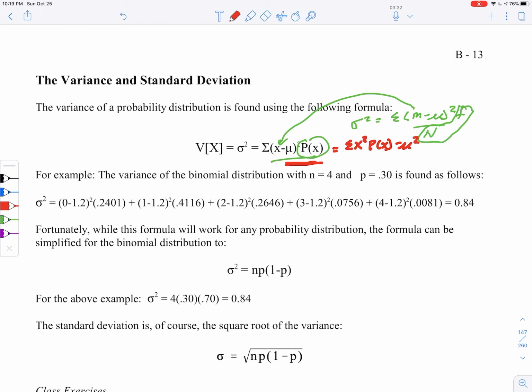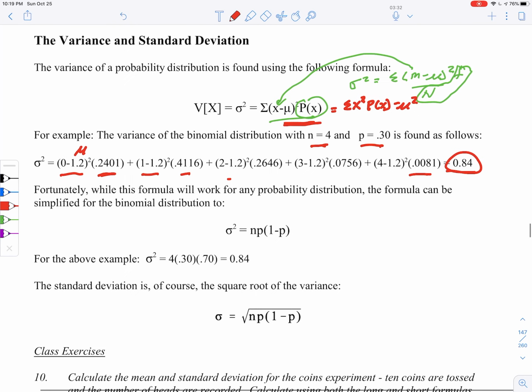This is using the original longer formula down here. So for n equal to 4 and p equal to 0.3, we would take each value, 0, minus the mean, which we calculated above as 1.2, squared, times the probability. We got that from the probability table on page 9. And then we do that for 1 minus 1.2 squared times its probability, and all the way up to the last one here. And that gives us this guy, which is the variance.